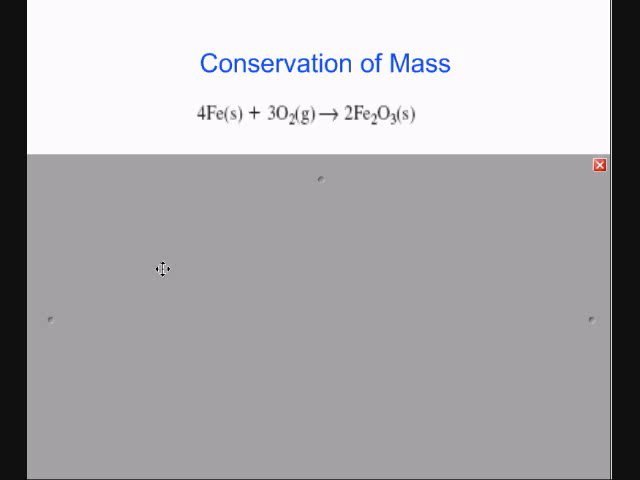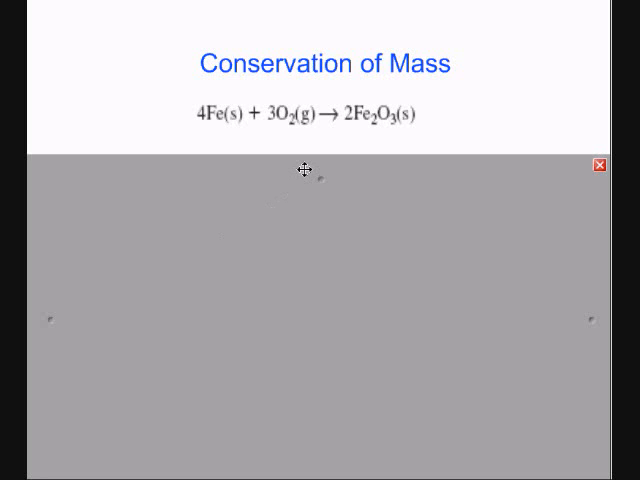If I have balanced things correctly, and if stoichiometry is true, then we should have conservation of mass. That is, the mass of the reactants should equal the mass of the products. So in this one, I've already balanced it, right? 4 irons plus 3 oxygen molecules come together to make 2 molecules of iron oxide.